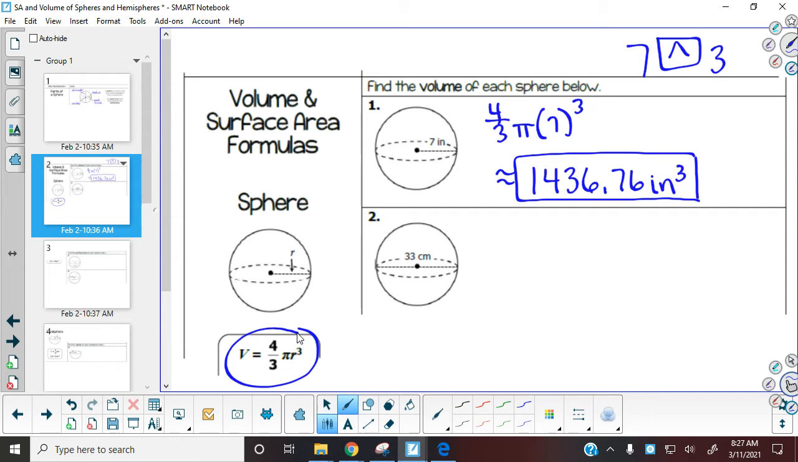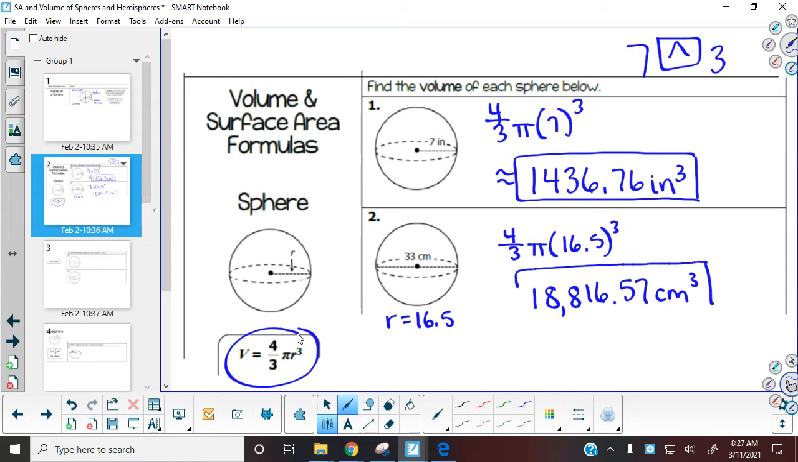So as you look at number 2, the only difference for number 2 is they give you the diameter instead of the radius, so we have to divide that by 2 to get 16.5, and then we're plugging in 16.5 for your radius. So type this in, punch your own button, 4/3 times pi times 16.5 to the third power gives us a value of 18,816.57. Do not be intimidated by large numbers. As soon as you start cubing numbers, the number grows quickly.